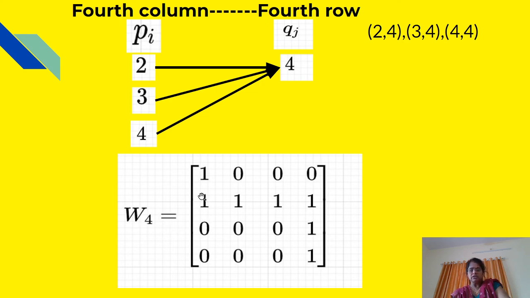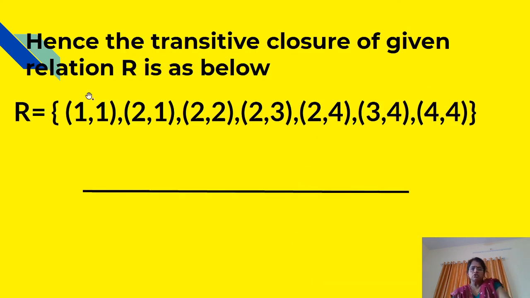That is, W4 is equal to 1 0 0 0, 1 1 1 1, 0 0 0 1 and 0 0 0 1, and hence our transitive closure of the given relation R is as below. That is, R is equal to {(1,1), (2,1), (2,2), (2,3), (2,4), (3,4) and (4,4)}. These pairs are written according to the last W4. At which places 1s are there, only those pairs are included in R, and that is our transitive closure.